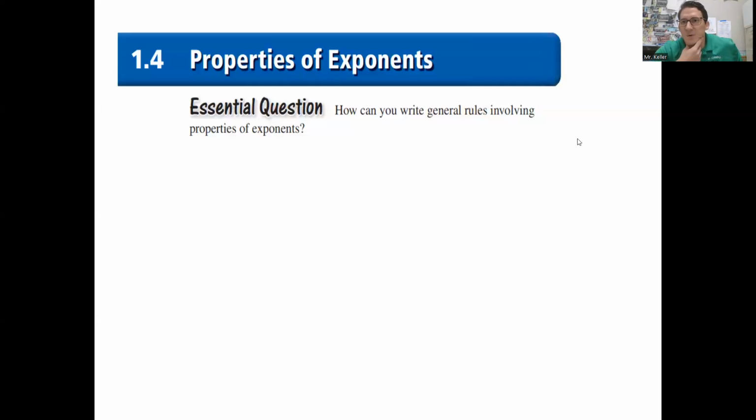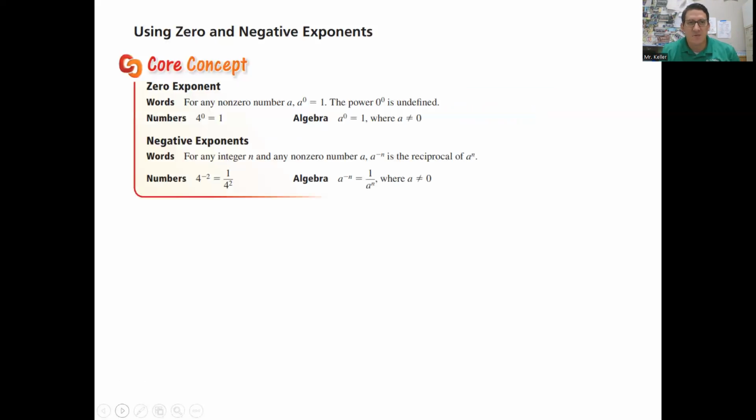All right, IM2 classes. Today we're talking about properties of exponents. Some of this might be a little bit of review for you, but let's get right into it. First two properties we're going to talk about are the zero exponent and a negative exponent.